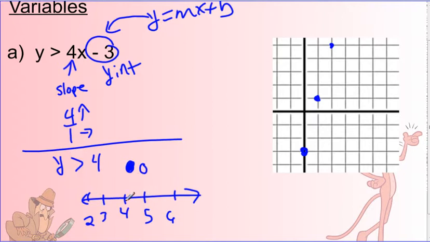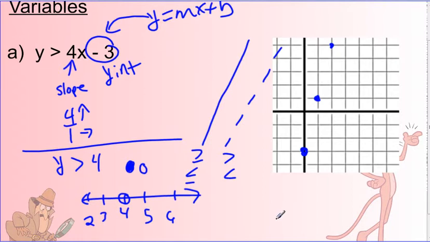Well, we have the same sort of deal. Here, instead of having dots, we could get a solid line or a hollow line. And a hollow line is basically just a dotted line. The way we know is the same as before. A solid line comes with the or equal to's. A dotted line, or a hollow line, is just a greater than or less than.